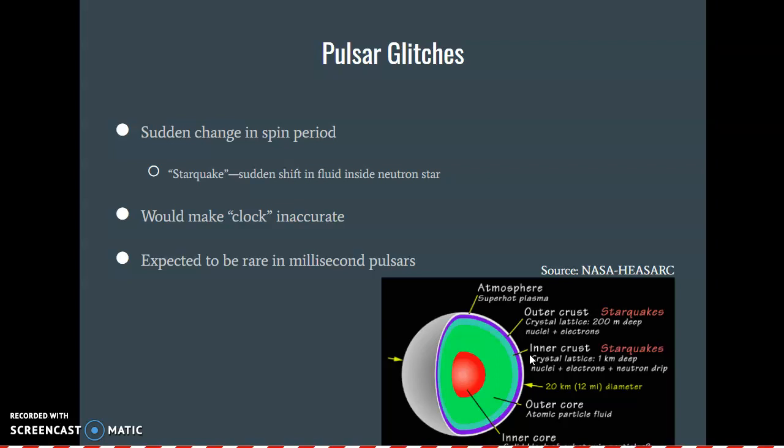And the reason this is important to NANOGrav is that if a pulsar glitches, the clock that the pulsar is used as would be inaccurate. And because millisecond pulsars are old and stable, it's expected that glitches would be rare, but it's still important to search for them.